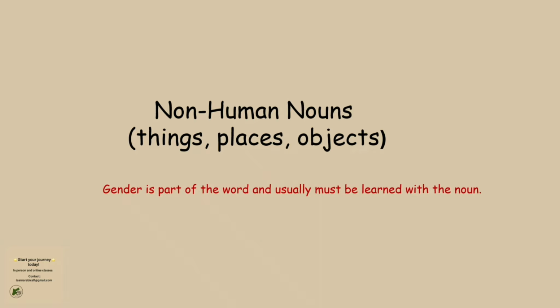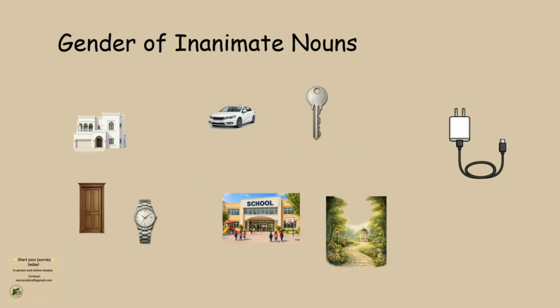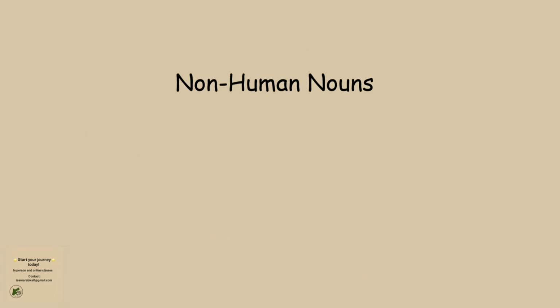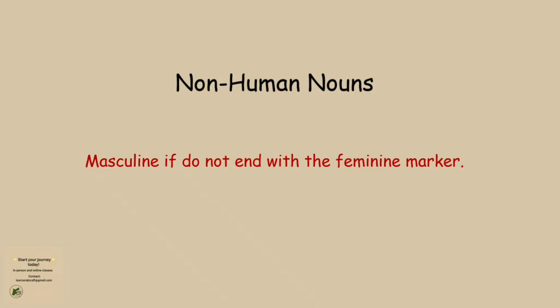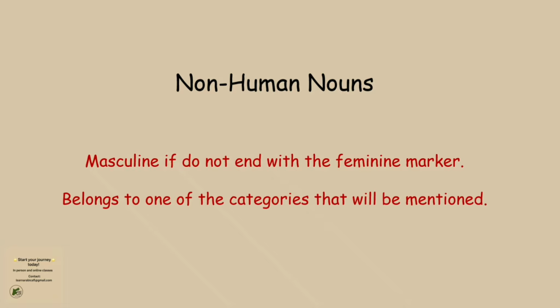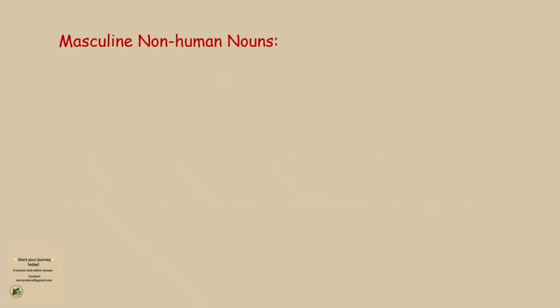Now we will move on to the non-human nouns, and the gender of these nouns is part of the word. Remember that in Arabic we don't use the pronoun "it." So how to know if an object or a place or an idea is treated as masculine or feminine? Basically, the non-human nouns that do not have a feminine marker are masculine, except the categories of words that I will mention next in this video. They are categories of feminine nouns that do not end with the feminine marker.